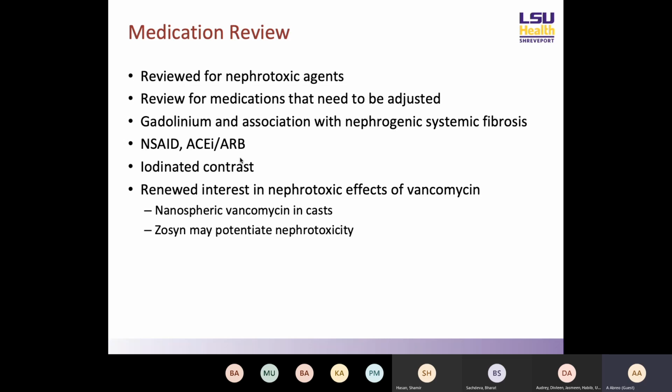There is some suggestion that Vanc plus Zosyn may actually potentiate the nephrotoxicity, but these are still suggestive and haven't been borne out in any trials of any kind.